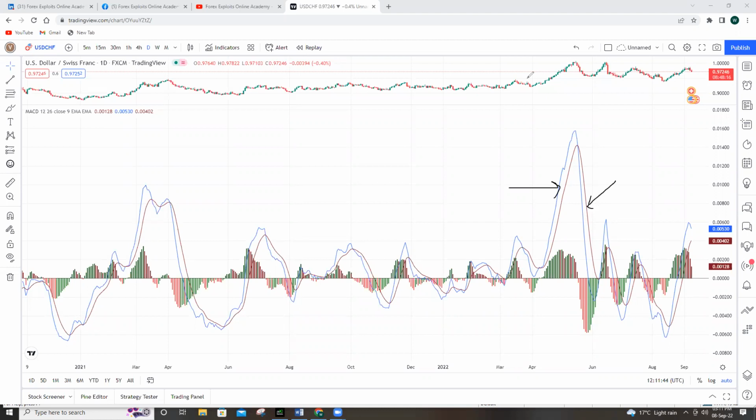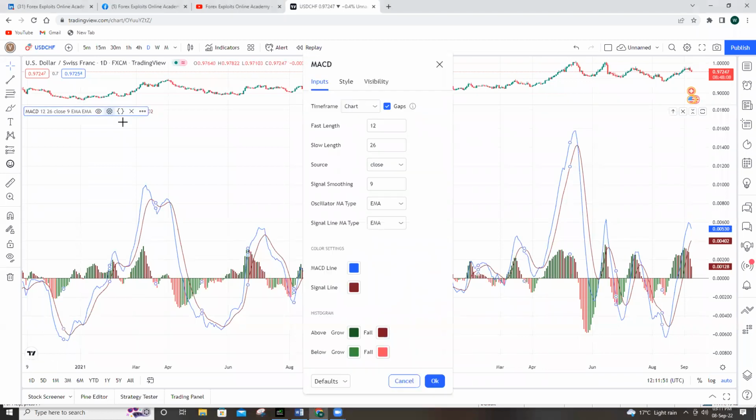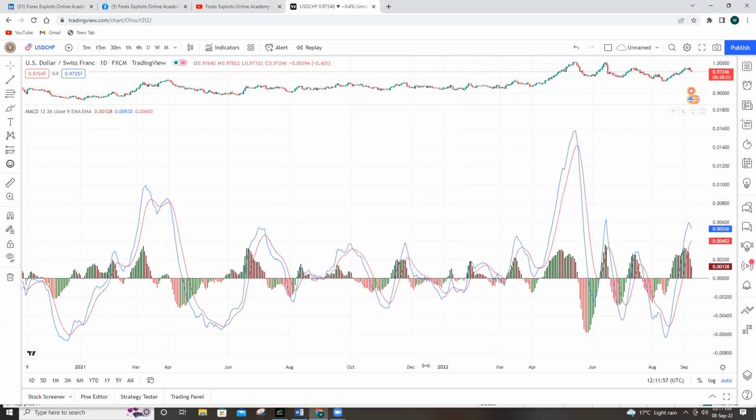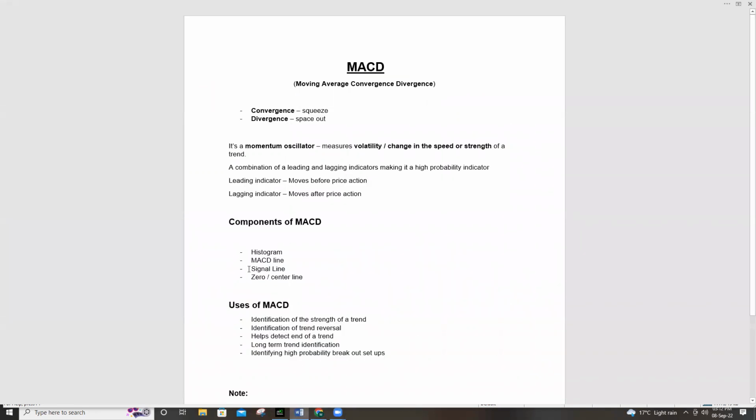I still feel like that red is really not conspicuous. I need a color that is totally conspicuous for anyone who could be struggling with colors. Yeah, that works. So my blue line here is my MACD, while my red line there is the third component, which we call the signal line.